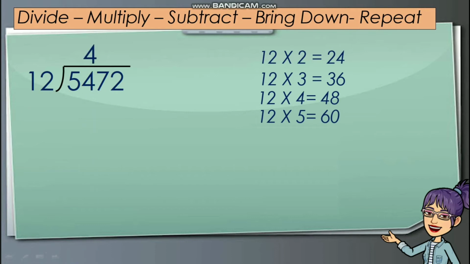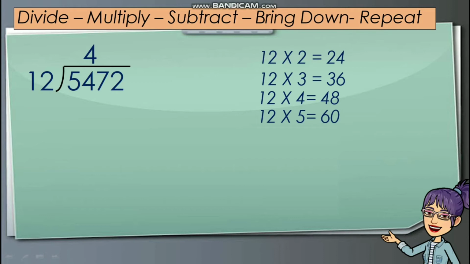And that quotient will be written aligned to the second digit from the left in the dividend. Take note that if we use 2 digits in the dividend, we write the first digit of the quotient aligned to the second digit. Okay?